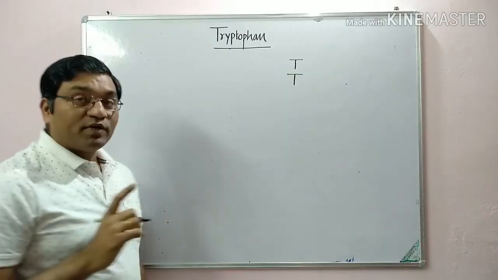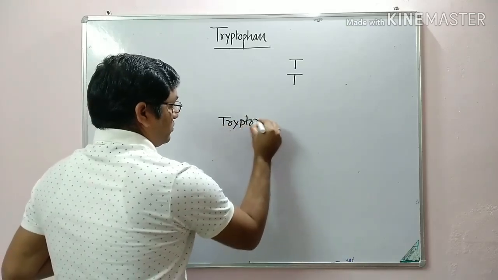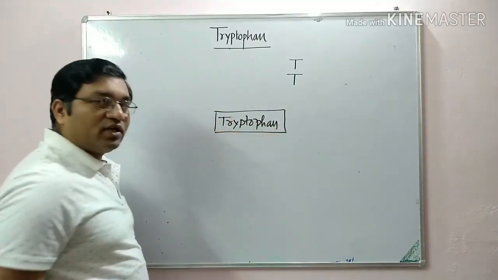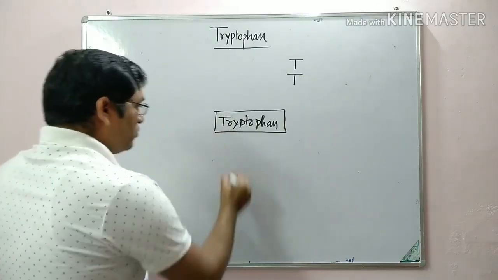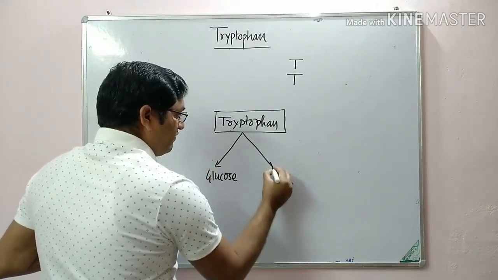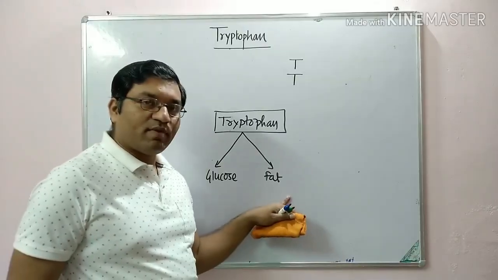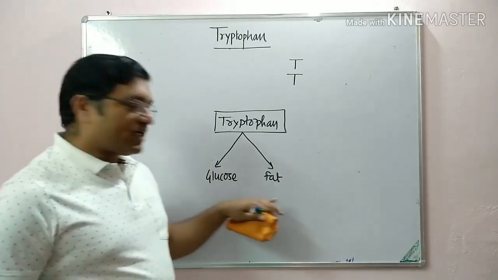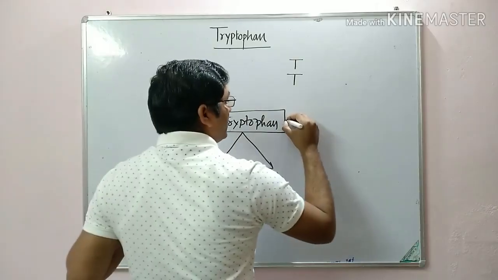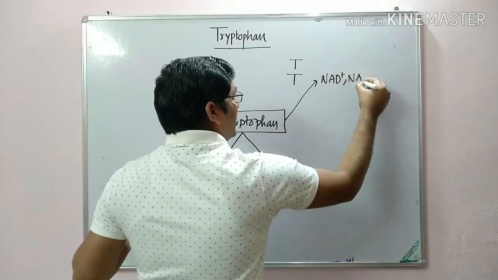Now in the metabolism of tryptophan, in the major pathway which occurs in the liver, tryptophan will give glucose and fat. There is formation of alanine and acetoacetyl coenzyme A. The alanine will give the glucose and acetoacetyl coenzyme A will give the fat. In the specialized products given by tryptophan, it gives NAD and NADP.